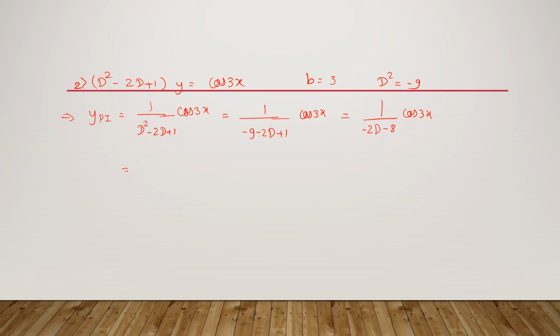If the value of the denominator is not equal to 0, then we need to multiply the numerator and denominator by the conjugate of the denominator. First of all, let's arrange this equation as minus 1 upon 2. I'm just taking minus 1 upon 2 common. Then I get 1 upon D plus 4 into cos of 3x.